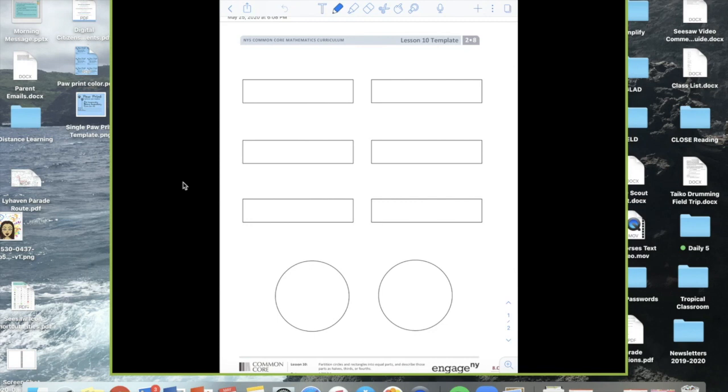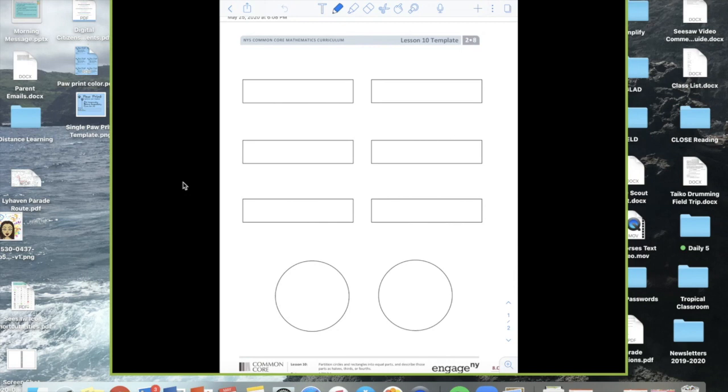When you're doing this, you want to make sure that you try your best to make sure that each part is the same size and shape. Okay, because remember, when you're partitioning, you need to make sure that they are equal shares or equal parts. And if they're equal, that means they're the same size and the same shape.